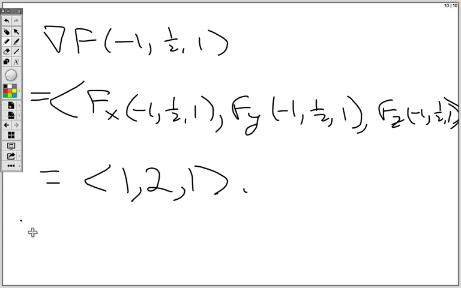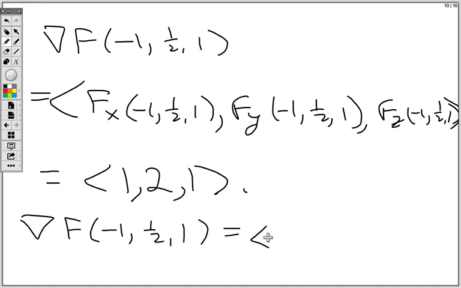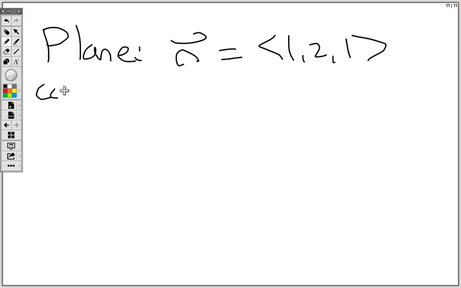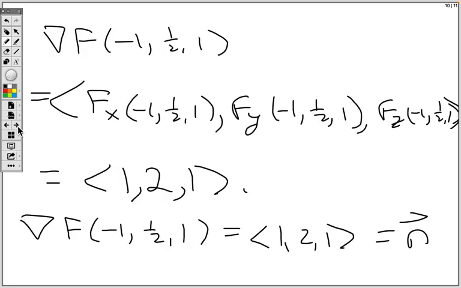So remember, the gradient is our normal vector. Okay? So we're going to write the tangent plane. The tangent plane has the gradient as its normal, and it goes to the point (-1, 1/2, 1). So I need the plane with the normal vector (1, 2, 1), containing the point (-1, 1/2, 1).